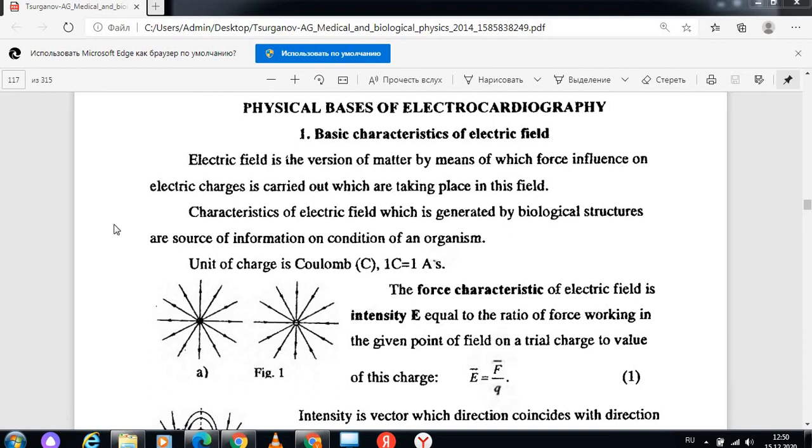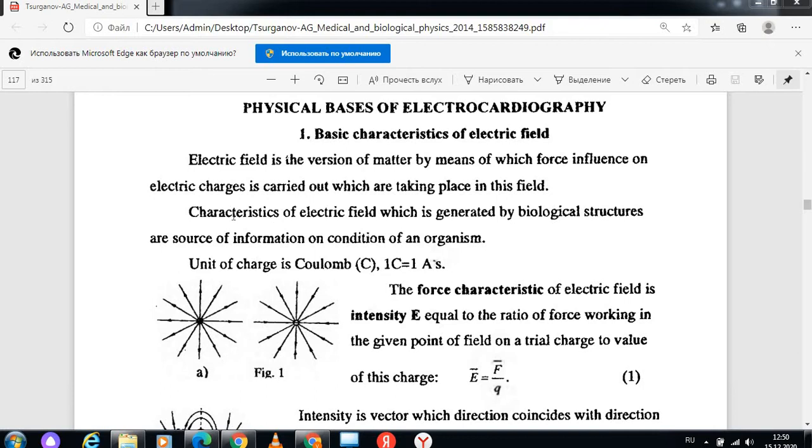The version of matter. Yes, we have some matter. Yes, we have different types of matter: media and field. Again, electric field is the version of matter by means of which force influence on electric charges is carried out, which are taking place in this field.